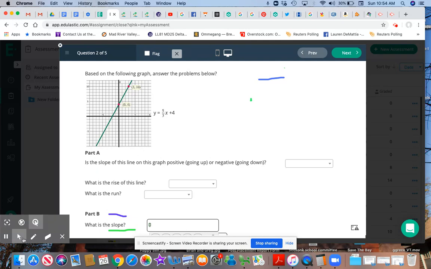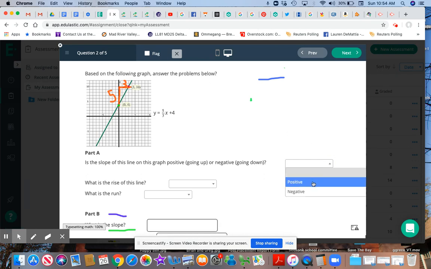That's the slope-intercept form. So the slope, if you notice, we start here. We go up 5. 1, 2, 3, 4, 5. And then we go over 3. So that's up 5 and over 3, and then the y-intercept is at 0, 4, right? So is the slope of the line positive going up or negative going down? Again, as you go from left to right, it's going up, so it's going to be positive.